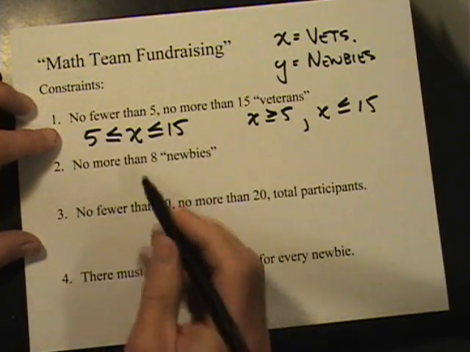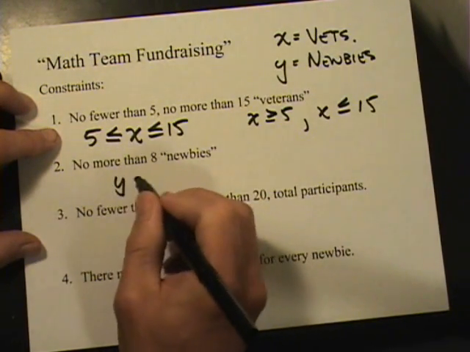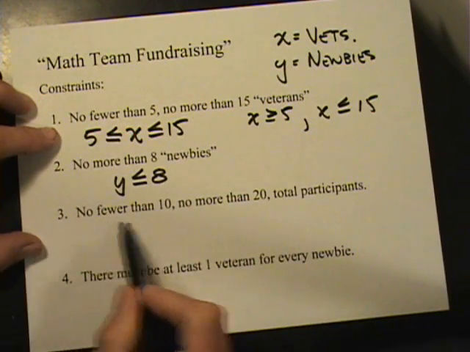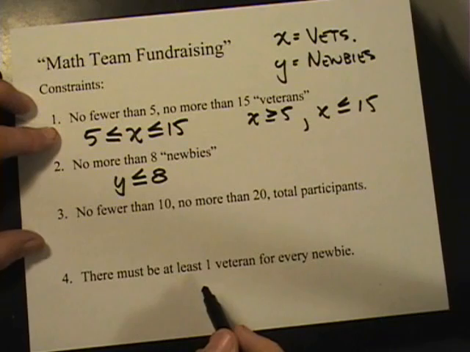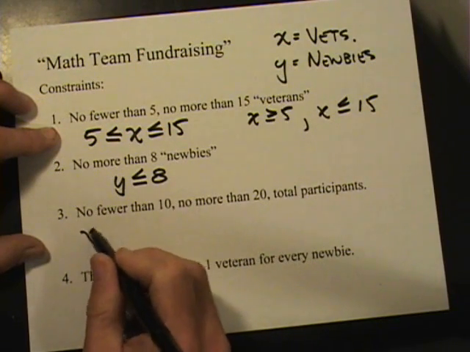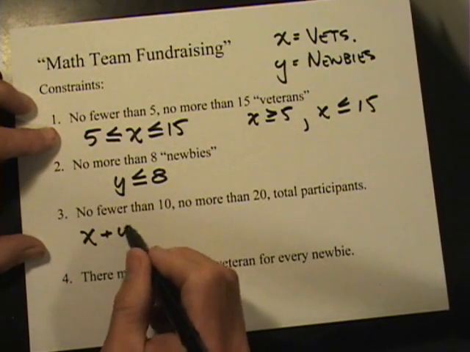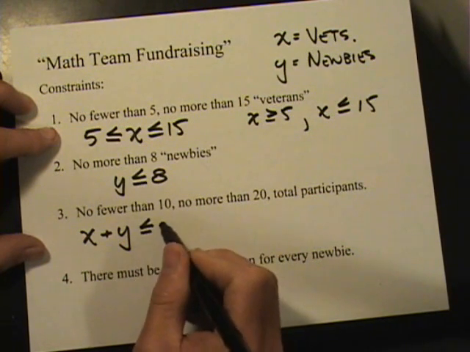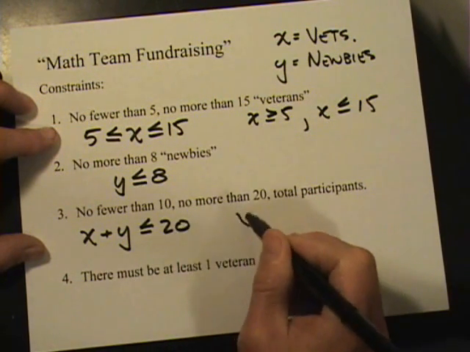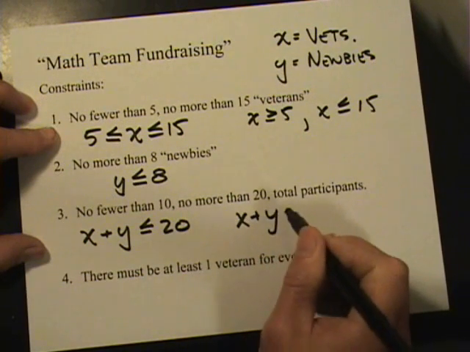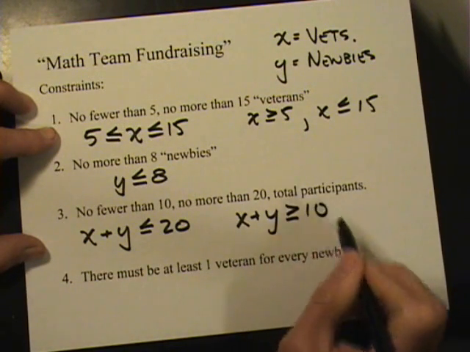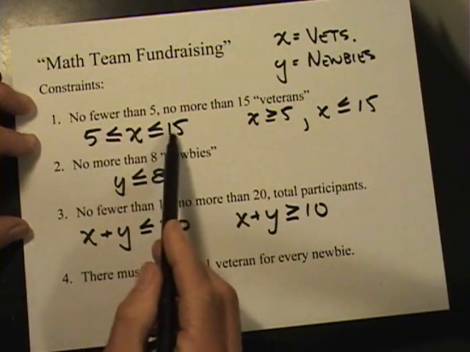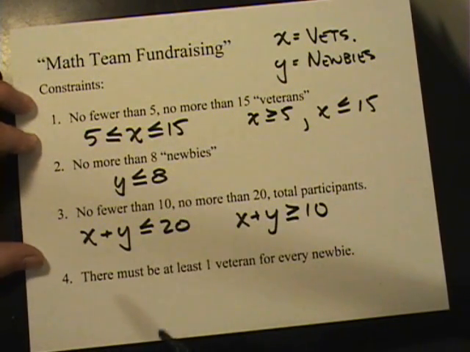No more than 8 newbies, so our y values must be less than or equal to 8. No fewer than 10, no more than 20 total participants. Well, if I add my veterans plus my newbies, that has to be less than or equal to 20, but if I add them up, it has to be greater than or equal to 10. So I've got these two inequalities then. I could have represented them with one like this, but there's not space in the paper.